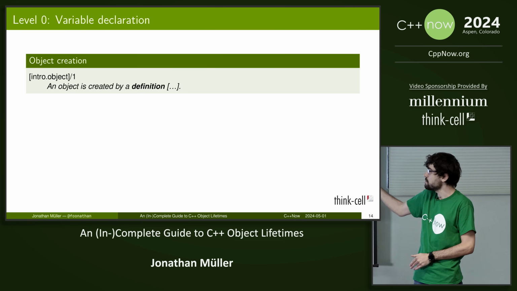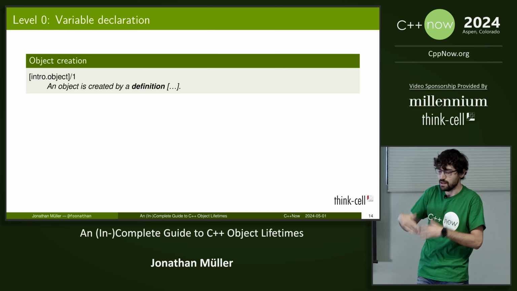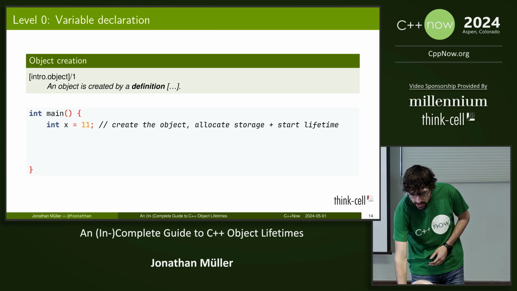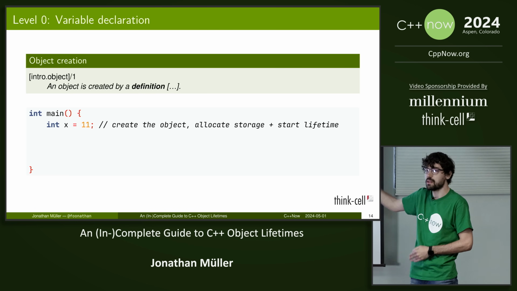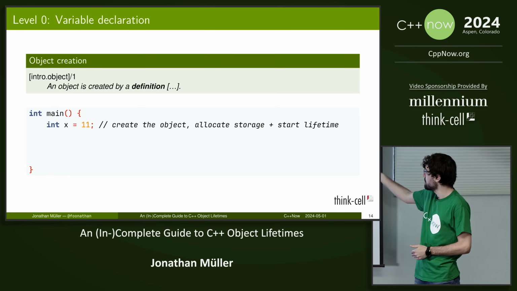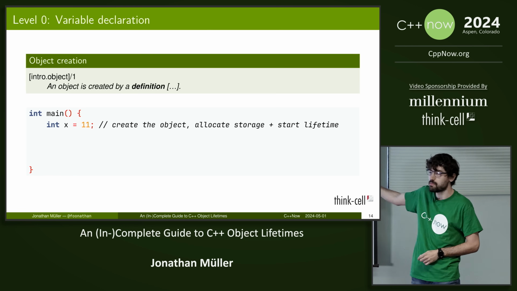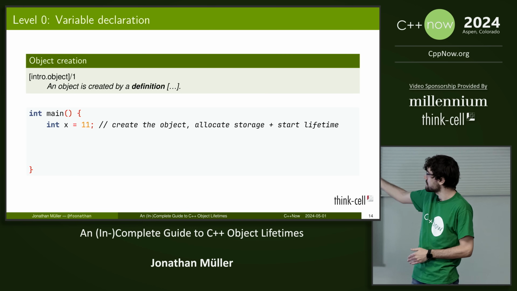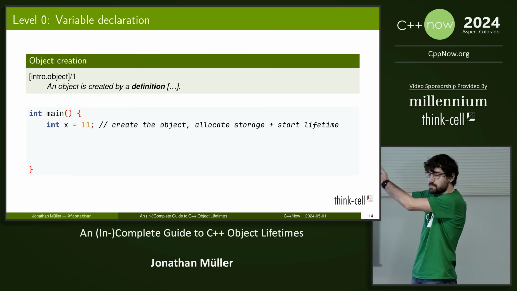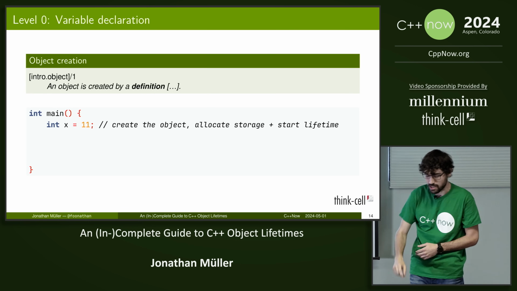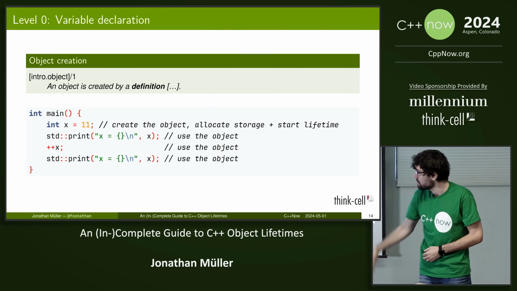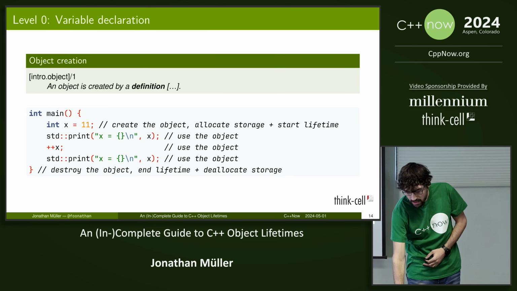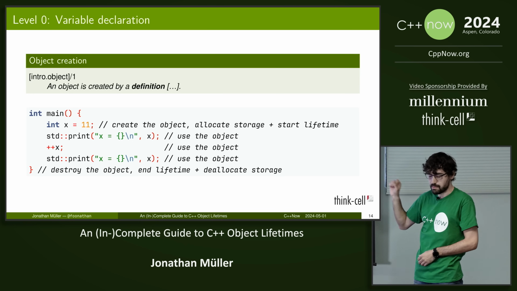So the standard says an object is created by definition. And this just means that when we, for example, here we've got a variable definition, this creates an object. At runtime, we allocate the storage and the lifetime once control flow reaches that, but we can start talking about X because it's been created by this piece of code. Then we can use it, and then we end the lifetime and deallocate the storage.